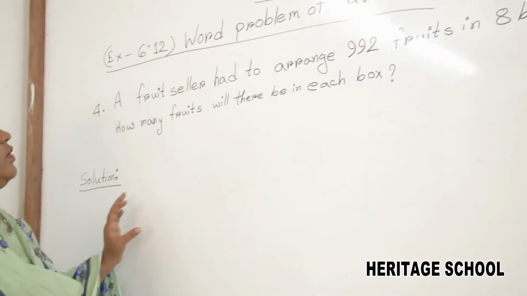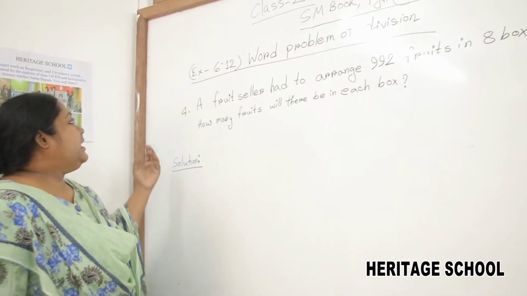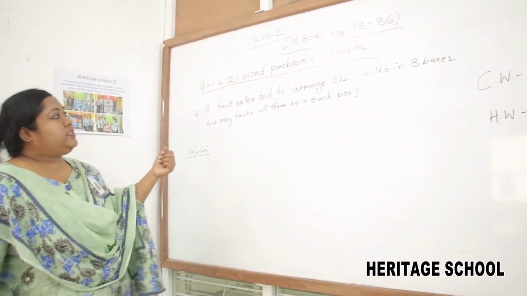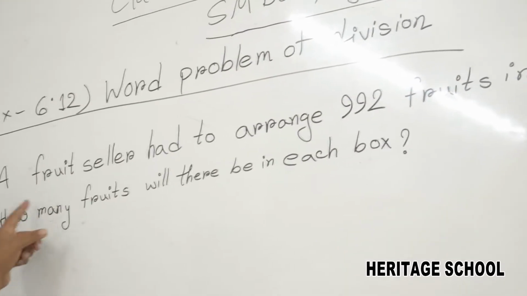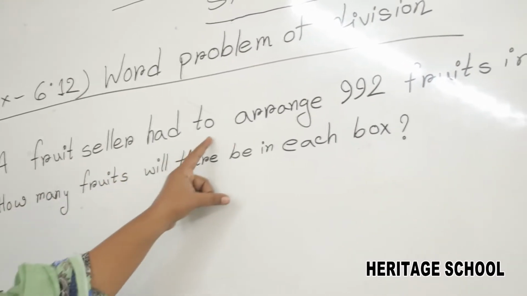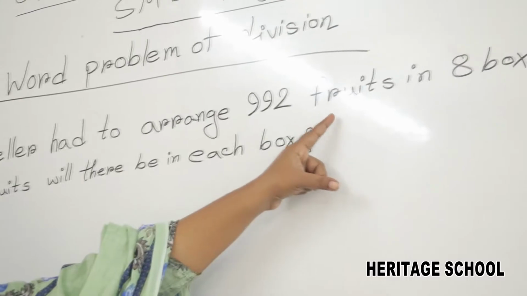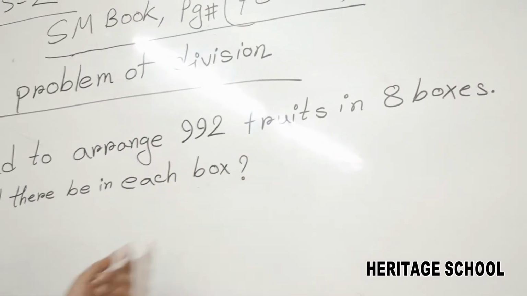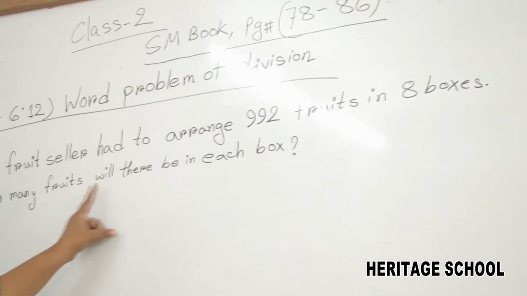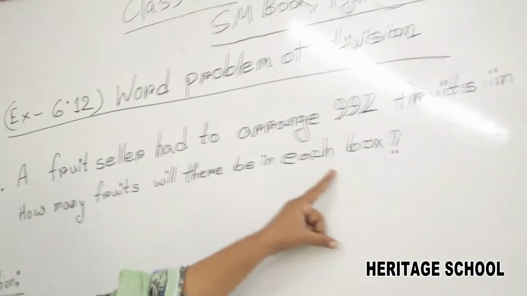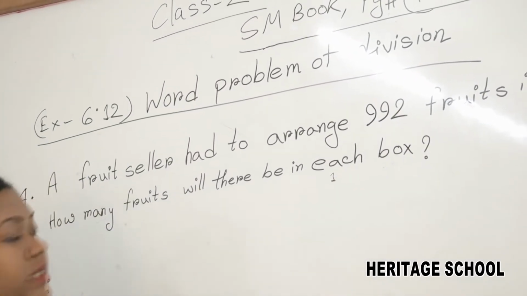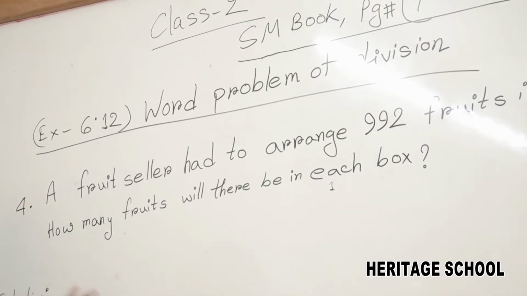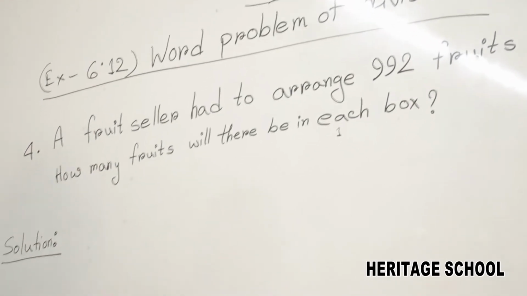Now we will do the word problem of division. In page number 86, there is number 4 question we will start today. A fruit seller had to arrange 992 fruits in 8 boxes. How many fruits will there be in each box? Each means here each is 1. Each means 1. So they are asking for 1 box.